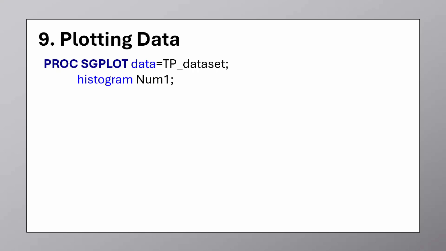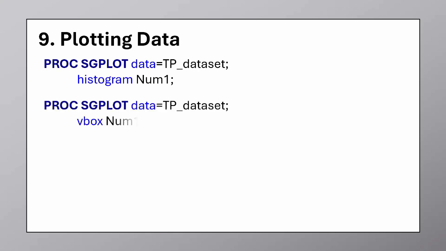So histogram, you just need a numerical variable. For VBox or a vertical box plot, you're going to need a numerical variable, and then typically you want to compare it by category.